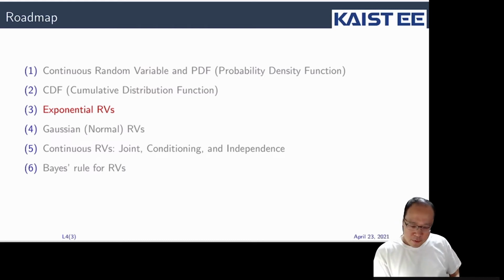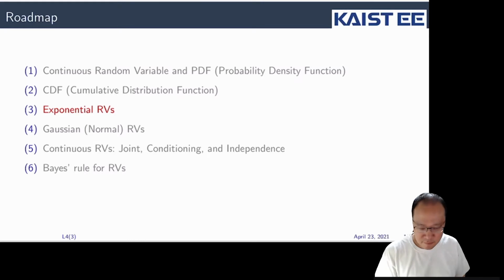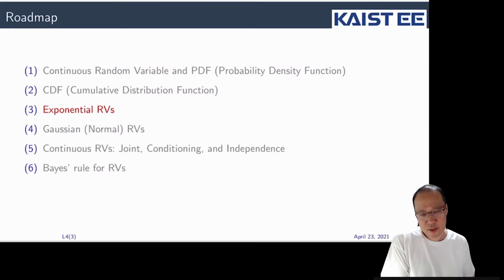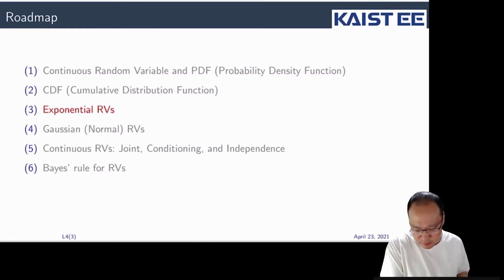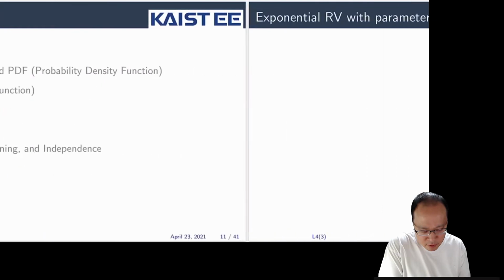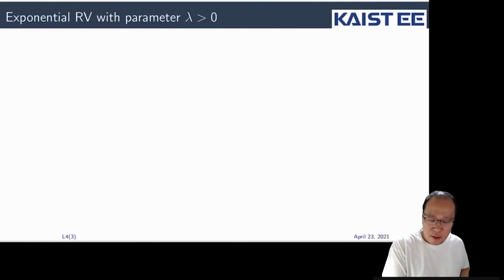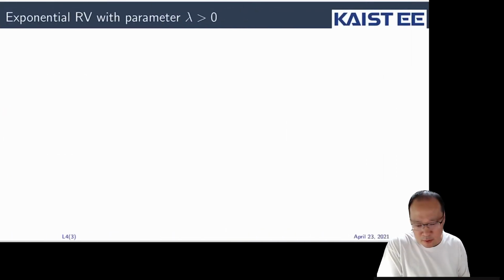Okay, from now on, we're going to look at two representative random variables which are continuous. The first is the exponential random variable, and the next is the Gaussian random variable. So first, let's look at the exponential random variable. The exponential random variable has one parameter. Typically, we use the notation lambda.